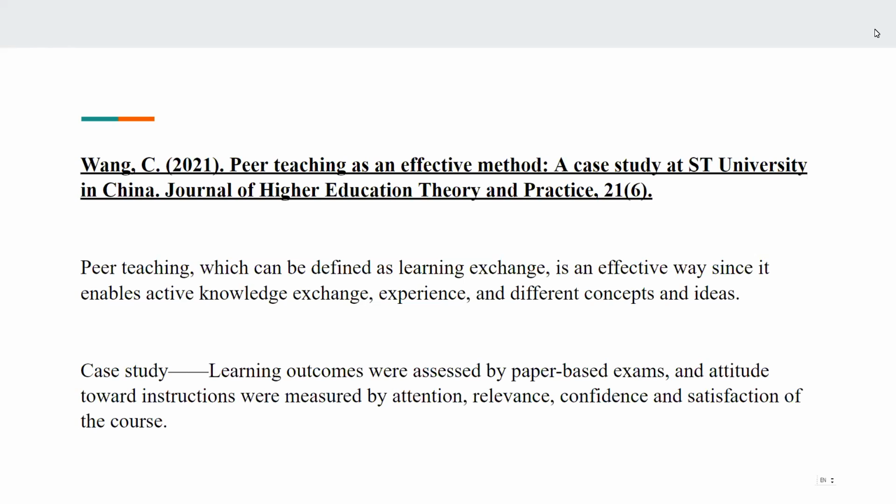Through the different interactions between students, peer teaching promotes active learning as well as participation within themselves. Student teachers enhance their own depth of knowledge in the topic by instructing others. Then the reference also mentioned case study.